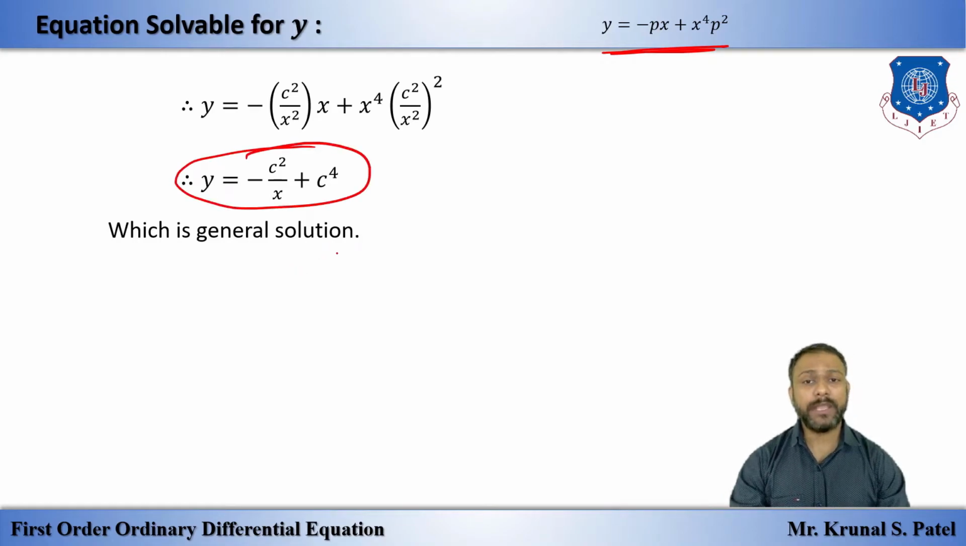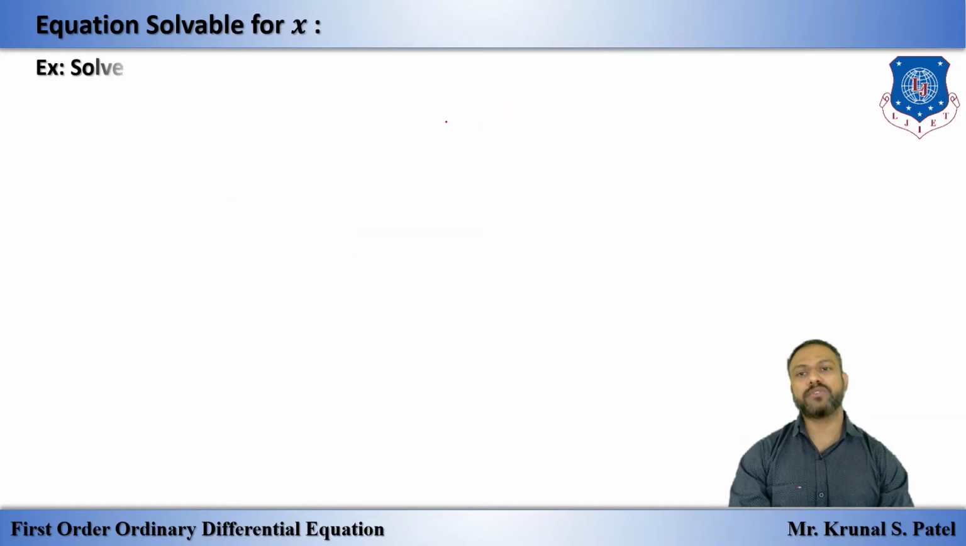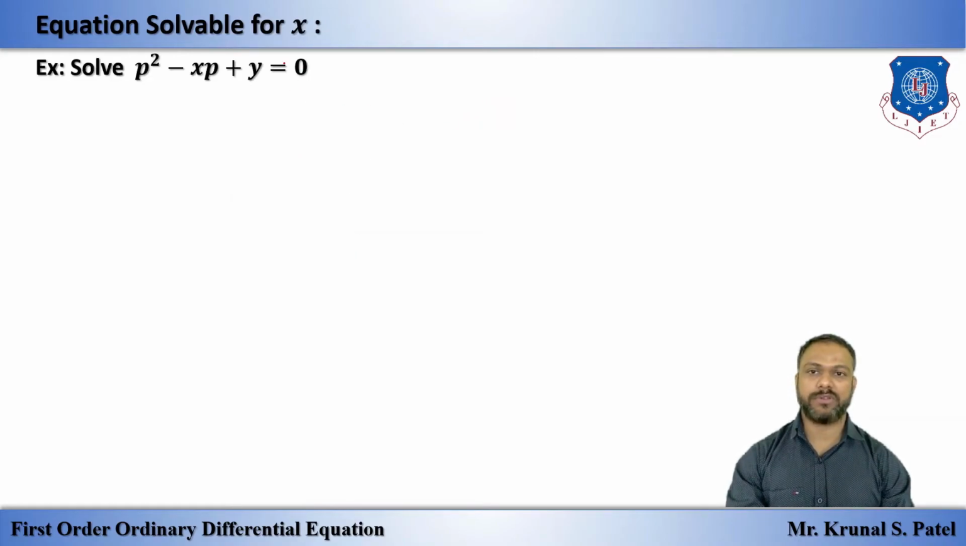Okay, if we have that answer, we have the solution that we get p is equal to c square. Or if we cannot make p the subject in terms of c and x, then that becomes the final solution of the given equation. Okay, this kind of example we will take in equation soluble for x. So we have one example for equation soluble for x.